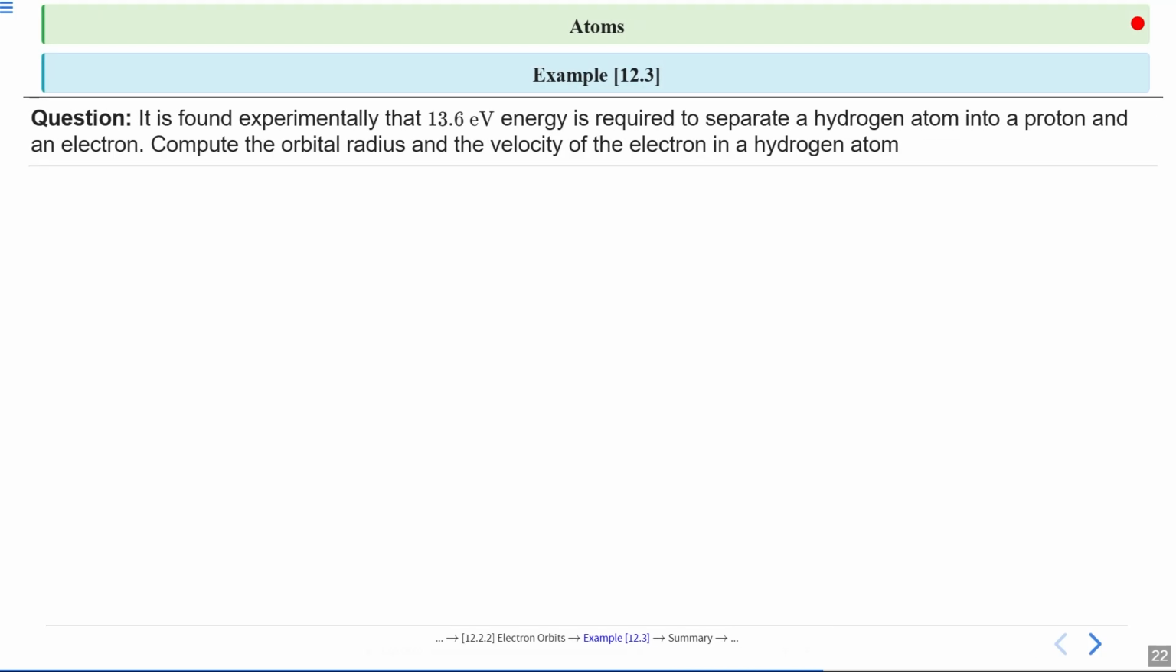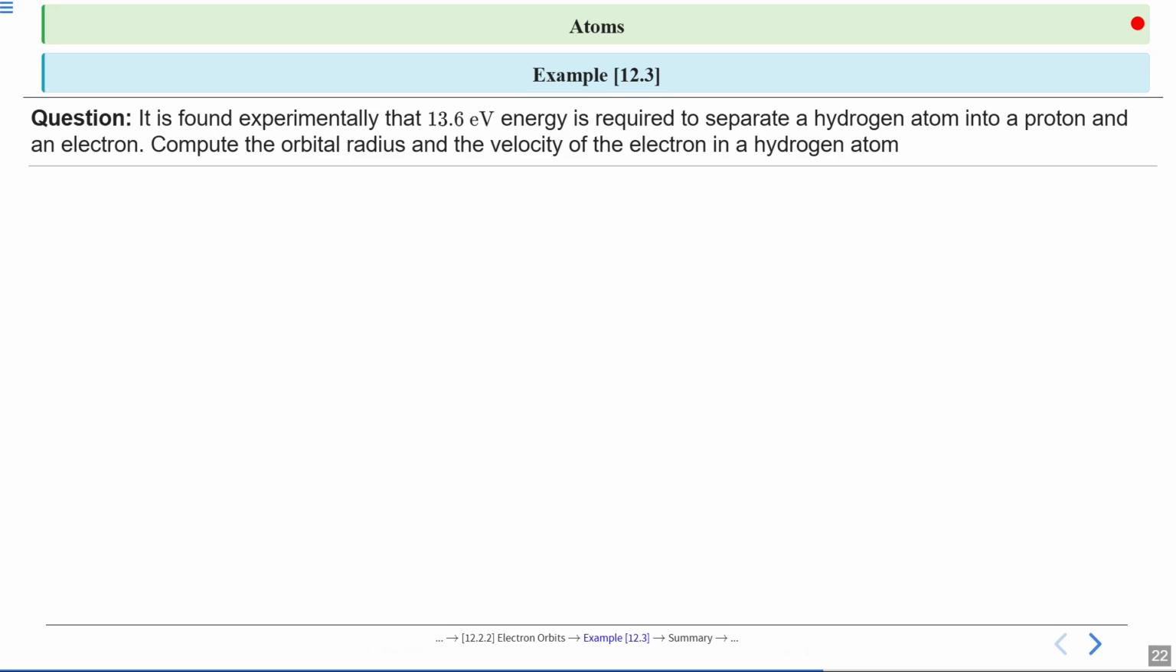So now let's cover example 12.3. Question is about the hydrogen atom. It tells us that 13.6 electron volt of energy is needed to separate a hydrogen atom into a proton and an electron. Only one electron is present in the hydrogen atom. So to remove that electron, we need 13.6 electron volt. It is given in the question. This value is called the ionization energy of hydrogen atom. So what is ionization energy? Ionization energy is the minimum energy required to remove the electron, loosely bound electron, from the atom.